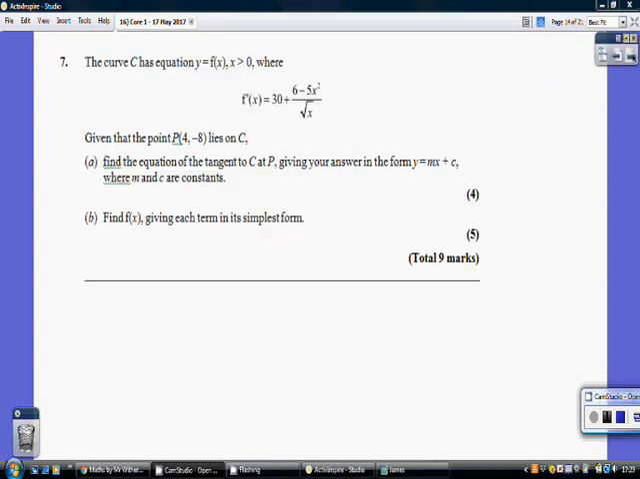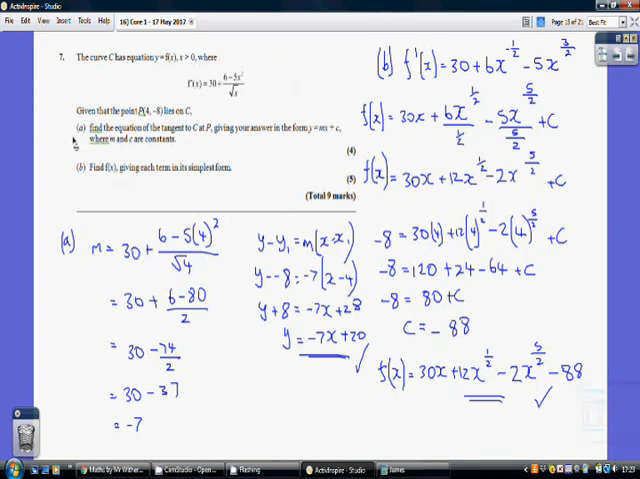Question 7. So we've got to find the equation of the tangent to C at P. Now obviously a tangent is a straight line, so we've got to find an equation of a straight line. So we're going to be using the formula y minus y1 equals m(x minus x1). So we need to know two things. We need to know a point on the line. Well, we've got that. We've got the point P is on the tangent. So we know x1 is minus 4 and y1 is minus 8.